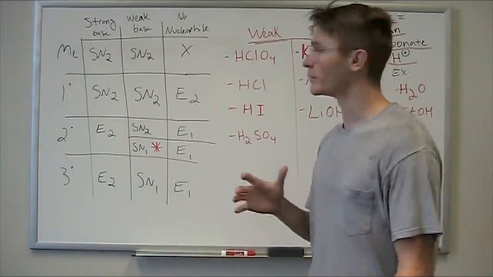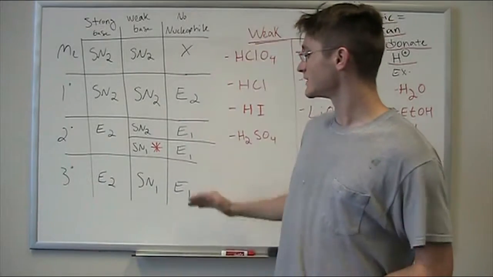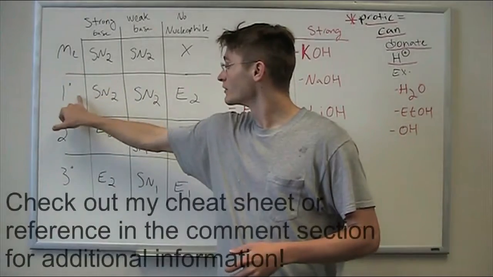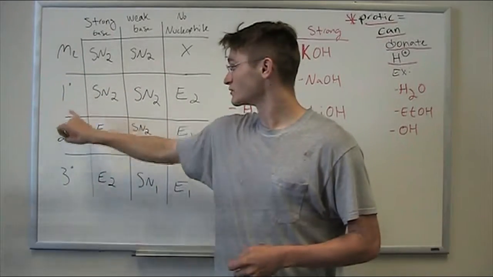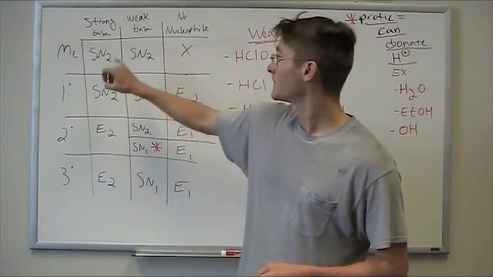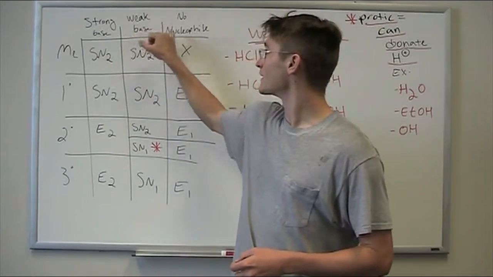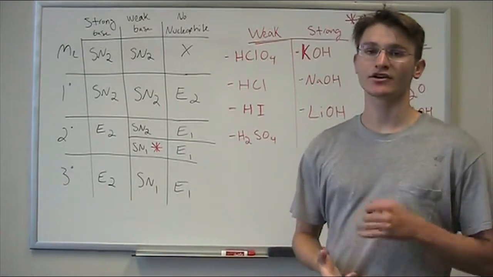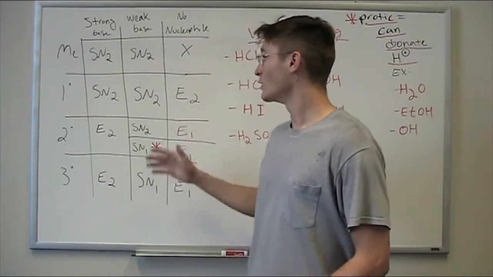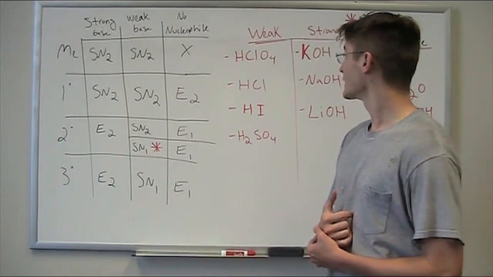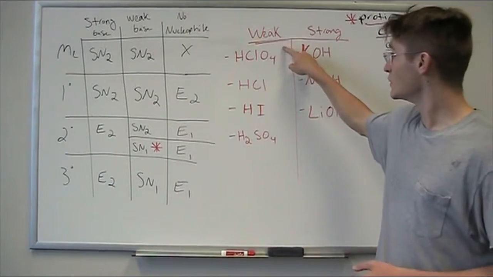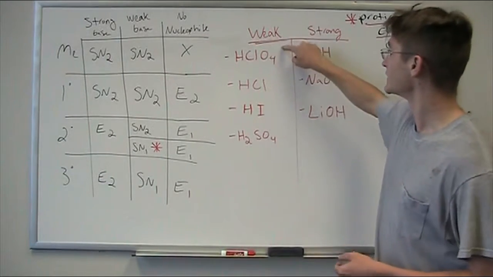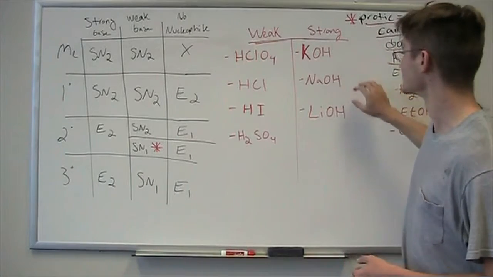But I'm going to give an overall breakdown, and this is a table I make that is very important to learn. It's with methyl, 1°, which we will talk about, 2° and 3°, and then it's separated into strong bases, weak bases, or no nucleophile. So the different categories, and we're going to go over some sample problems where I'm going to point out where to go. Here I've listed some weak bases and some strong bases.